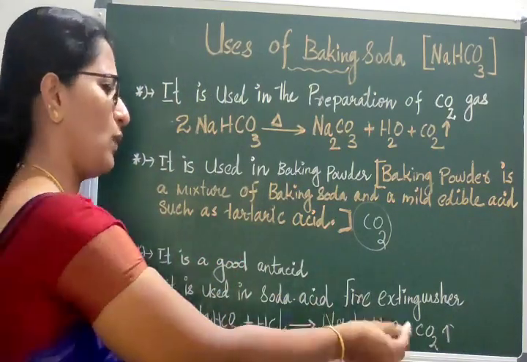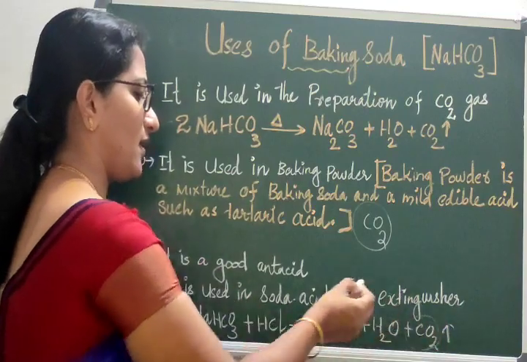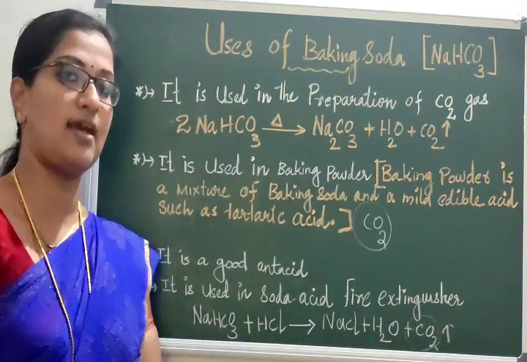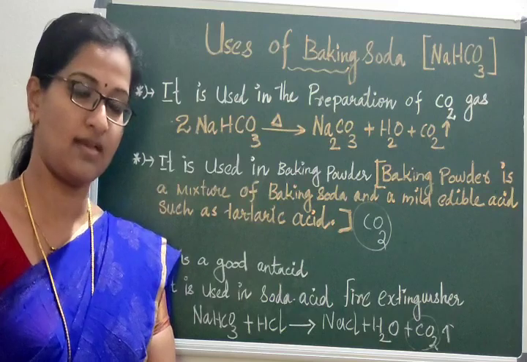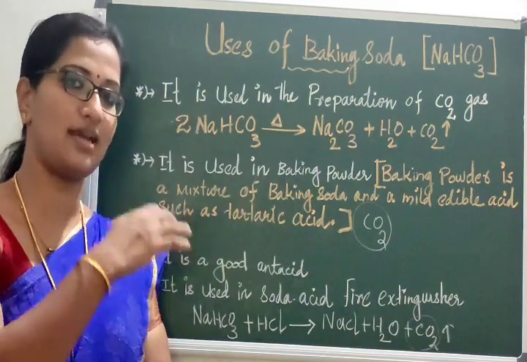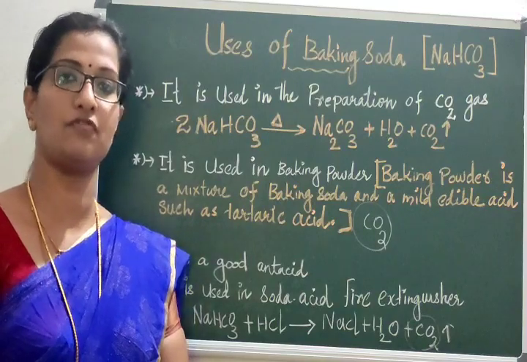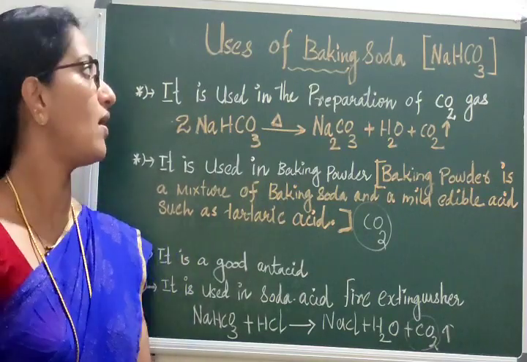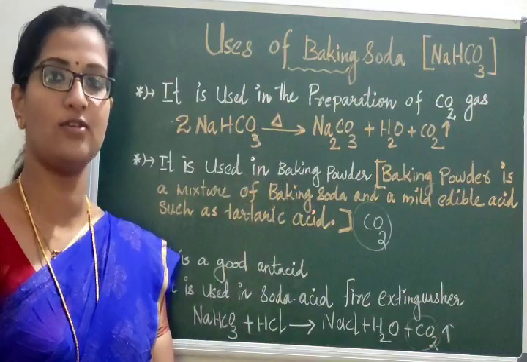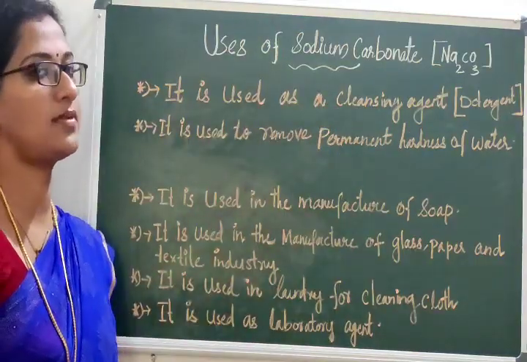If you want to prepare more and more carbon dioxide gas, do this reaction and you will get carbon dioxide gas. This carbon dioxide gas is denser than the air, so it can easily extinguish the fire. Okay, and this is all about the uses of baking soda. Now, the uses of sodium carbonate.